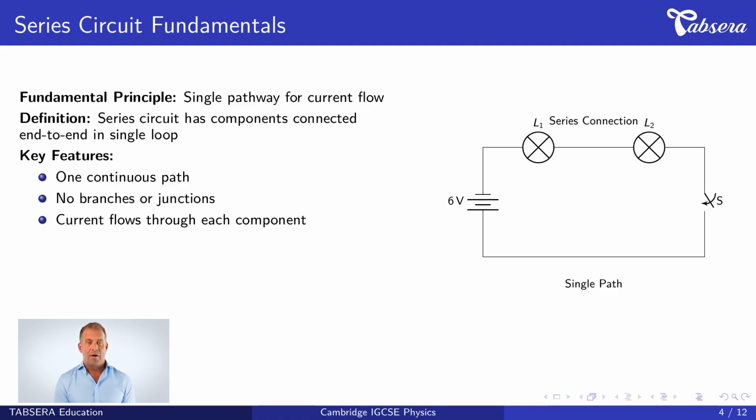The circuit diagram illustrates this concept. Notice the battery provides 6 volts. Lamp 1 and lamp 2 are connected in series, and the switch controls the entire circuit. The current path goes from the positive terminal, through lamp 1, through lamp 2, through the switch, and back to the negative terminal.